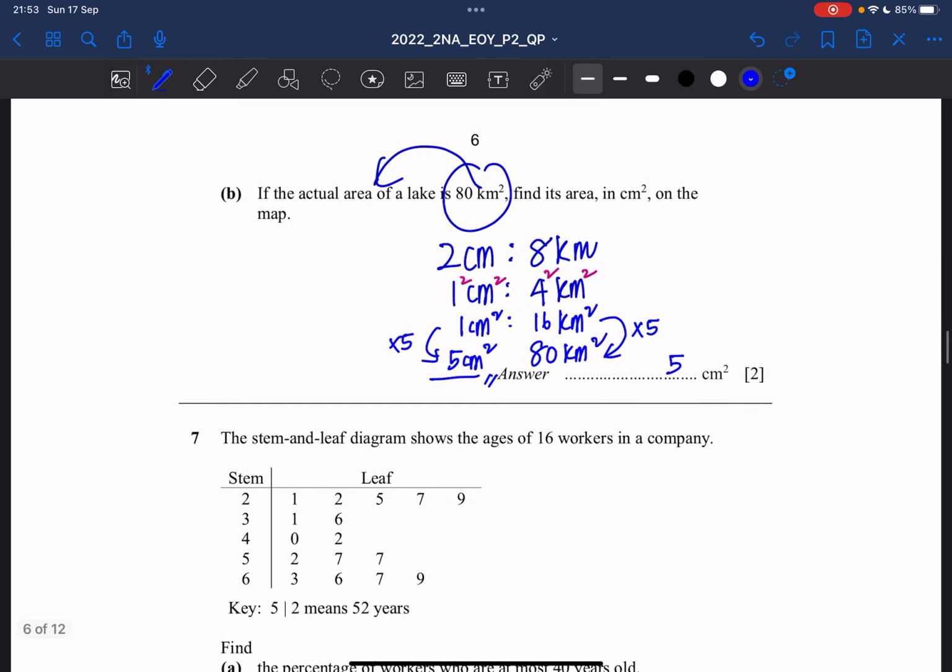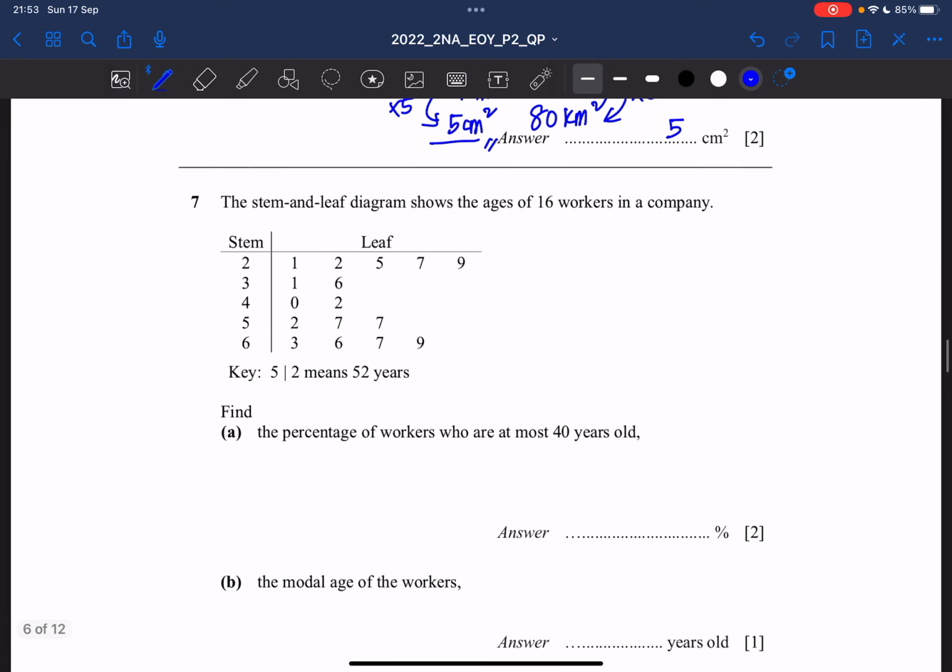Now let's move on to question 7. Question 7 is stem and leaf. Now the percentage of workers who are at most 40 years old. So at most means maximum 40 years old. Cannot be older than 40. So we see our stem here. 40 is here, and this one is 42. Okay, so what we can do is, there are 16 altogether, right? Then we count how many workers are 40 or less. So it's 1, 2, 3, 4, 5, 6, 7, 8. So percentage is 8 over 16 times 100. So it is 50%.